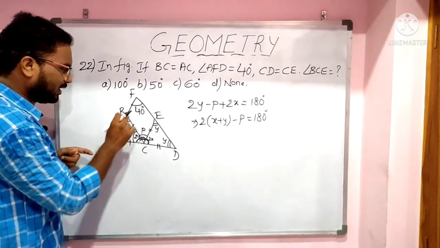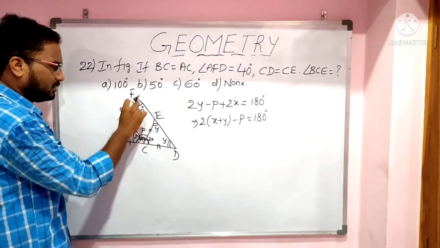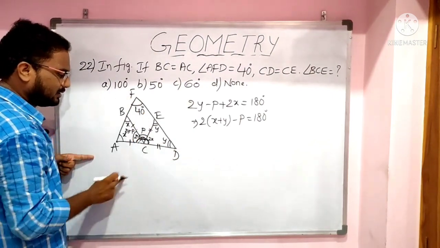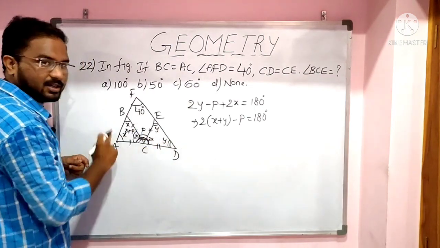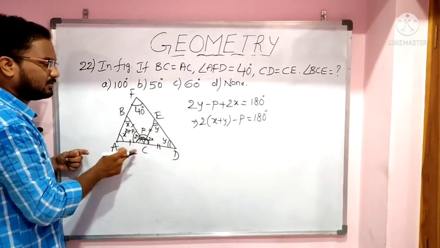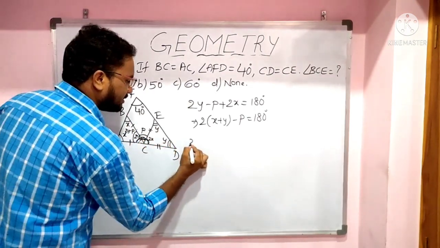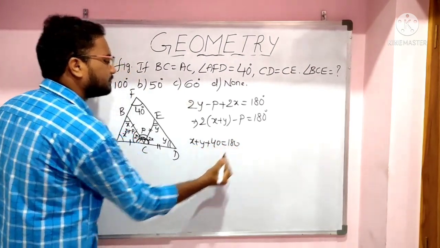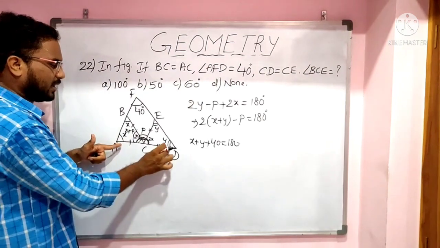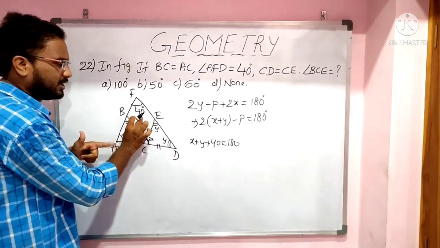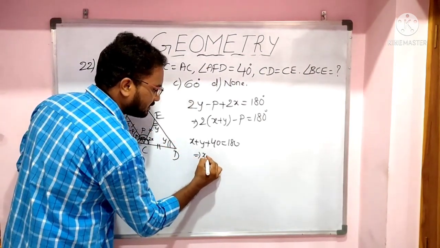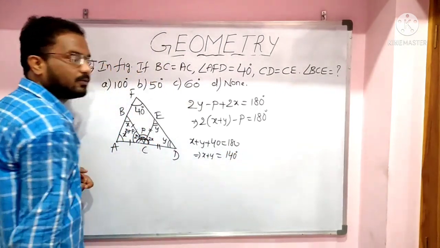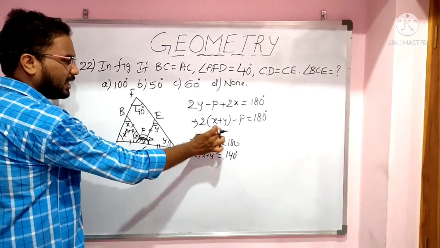So in this triangle, triangle AFD, the sum of all interior angles is 180 degrees. So x plus y plus 40 equal to 180 degrees. So x plus y is 180 minus 40, which is 140 degrees. So we got the x plus y value.